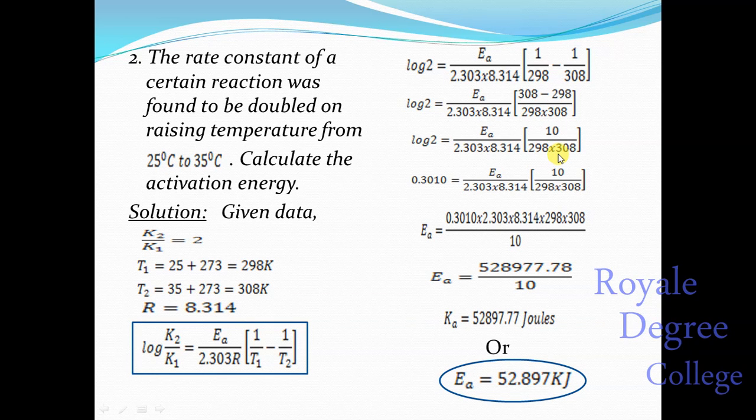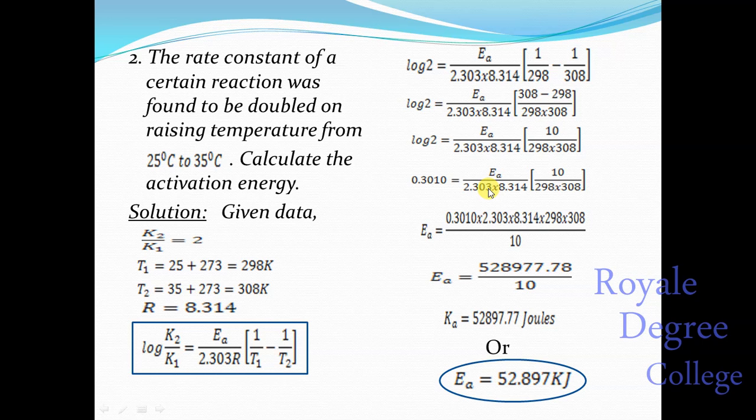And in the next step, that is the log 2. The value of log 2 is 0.3010, that we are keeping. Then rest of the things are as it is. We don't know the value of EA, the activation energy, isn't it? So we are bringing EA to the other side. Then what will happen here?